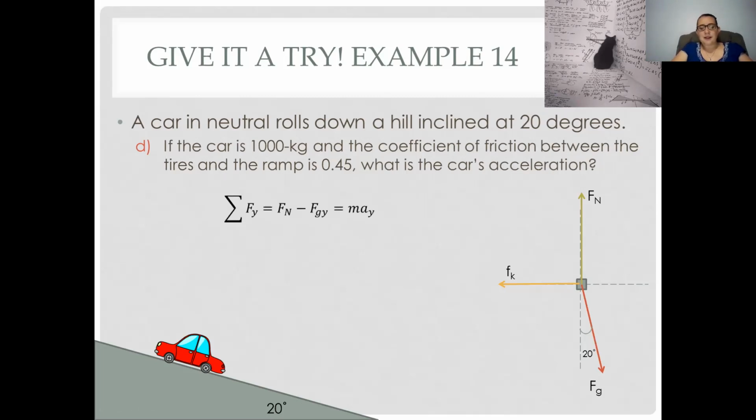So according to this free body diagram, the sum of the forces in the y direction is the normal force minus this force of gravity in the y direction, and that equals mass times its y acceleration. So again, we have this fleshed out a little bit more, but here's a tricky thing. Previously, like in all of our other example problems that we've done together, in the x direction we've used the cosine, and in the y direction we've used the sine.